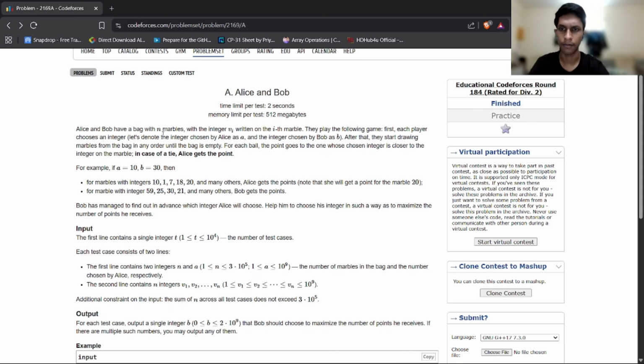Alice and Bob have a bag with n marbles with the integer vi written on the ith marble. They play the following game. First, each player chooses an integer. Let's denote the integer chosen by Alice as A and the integer chosen by Bob as B. After that, they start drawing marbles from the bag in any order until the bag is empty. For each marble, the point goes to the one whose chosen integer is closer to the integer on the marble. In a case of a tie, Alice gets the point.